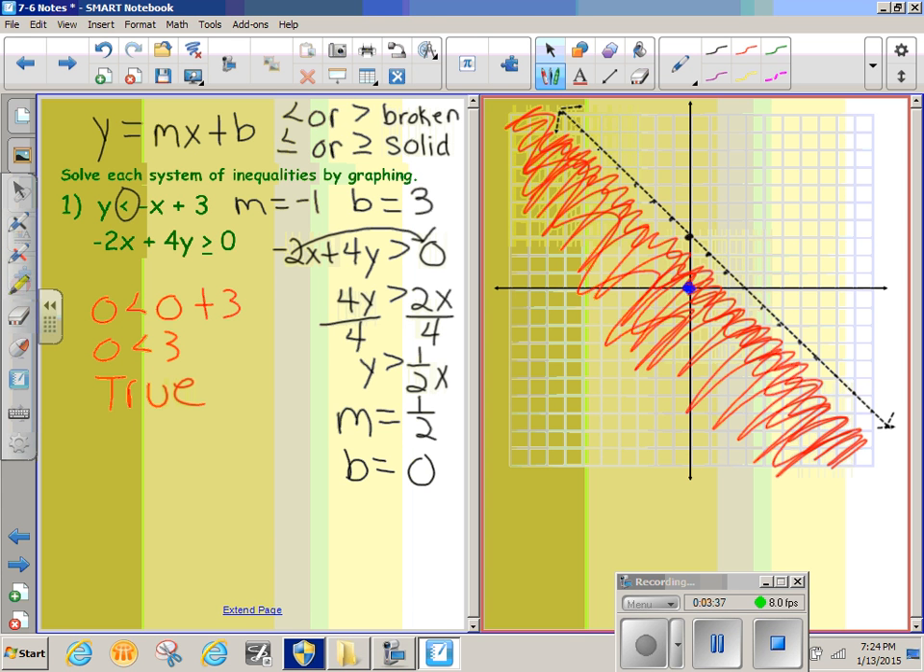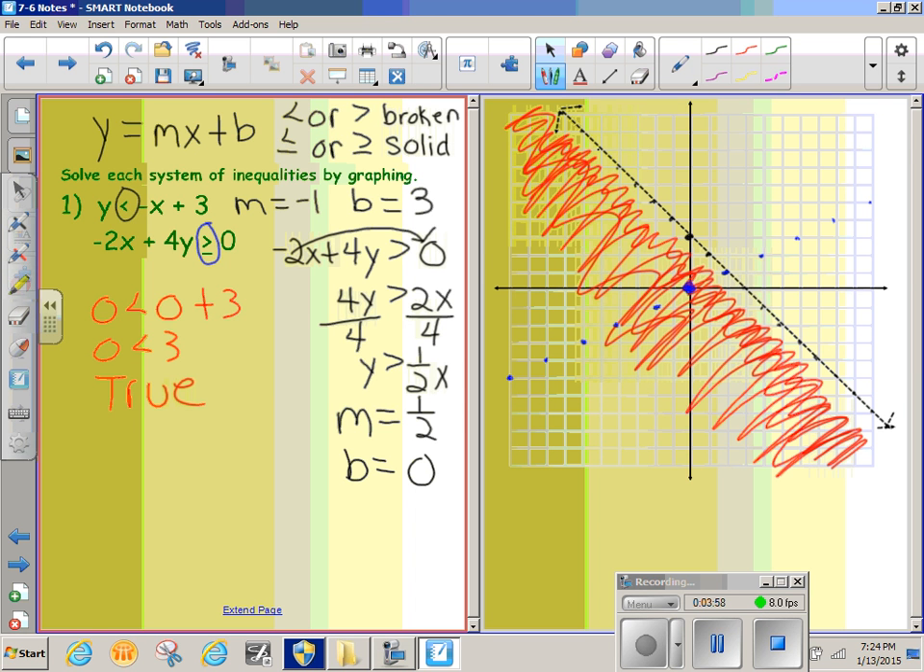So from the origin, I'm going to go up 1 and over 2 and repeat that process. Or down 1 and back 2. You don't have to have this many points. It's just easier to use my tools when I have more points. So once again, I have to determine if it's a solid line or a broken line. It's equal to, so this line, unlike our first line, is going to be a solid line.